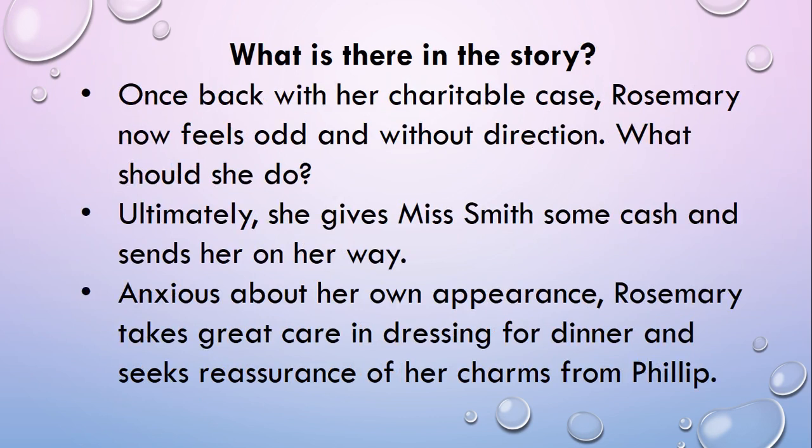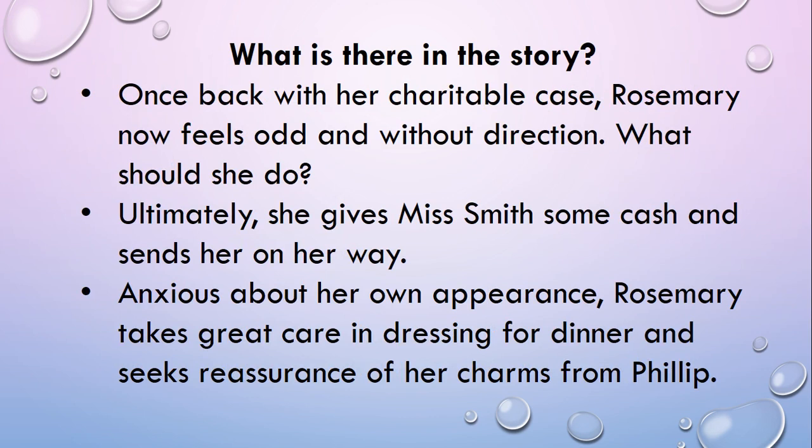Once back with her charitable case, Rosemary now feels odd and without direction. What should she do? She was not happy because her husband was praising that girl. Ultimately, she gives Miss Smith some cash and sends her on her way. So she sent away Miss Smith by giving her some cash. Anxious about her own appearance, she became very conscious about it because her husband had praised some other lady.